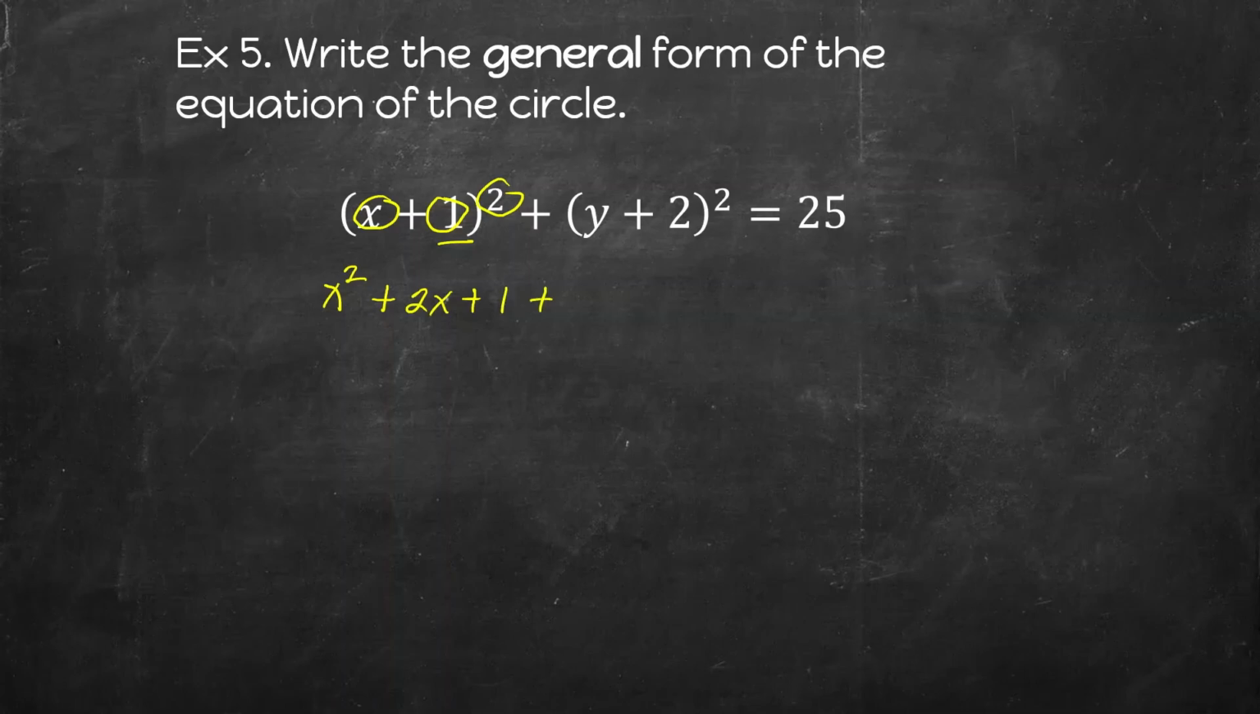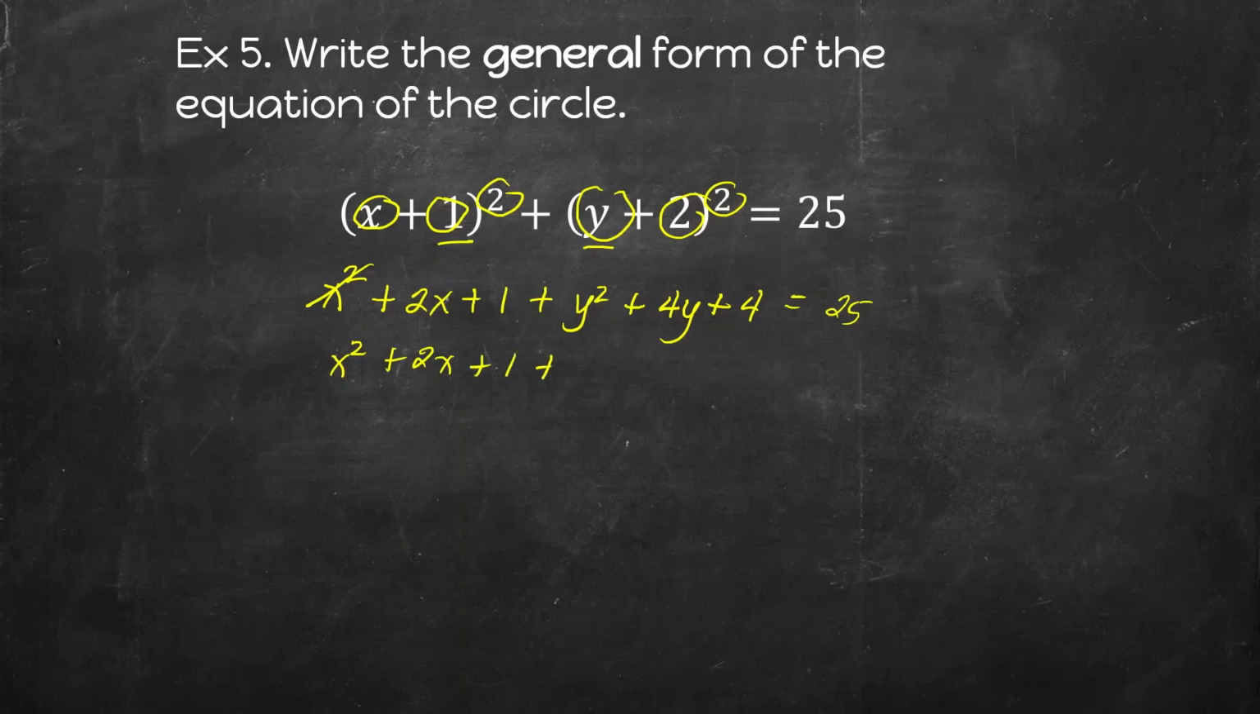Plus, square mo yung y. Y times 2 is 2y times 2 is 4y. Square mo yung 2. It will become 2 times 2 which is equal to 4 which is equal to 25. Ayan. So, x squared plus 2x plus 1 plus y squared plus 4y plus 4. Lipat mo si 25 and then equate to 0. Si 25 magiging negative 25, which is equal to 0.